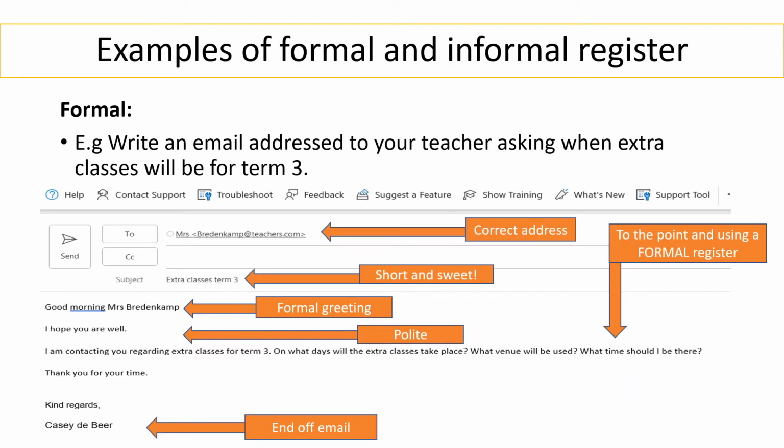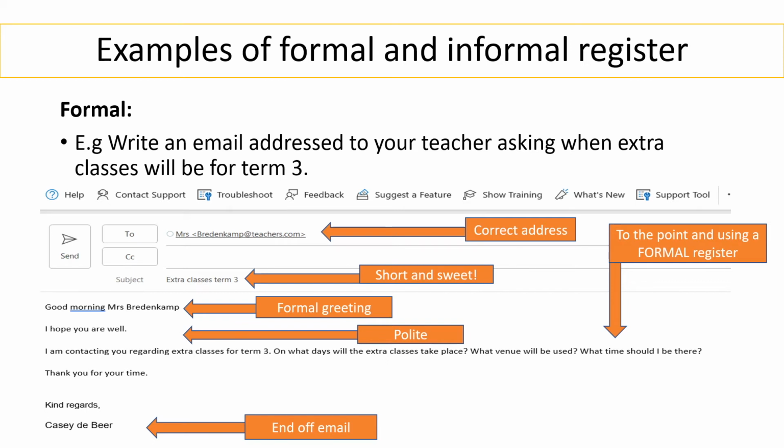Firstly, let's look at an example for formal register. Write an email addressed to your teacher asking when extra classes will be for term 3. Now, looking at it first, you must insert the correct address in the to block. Your subject must be clear and to the point. Don't write a lengthy subject. This may annoy others, especially in a working environment where information needs to be shared quickly and efficiently.